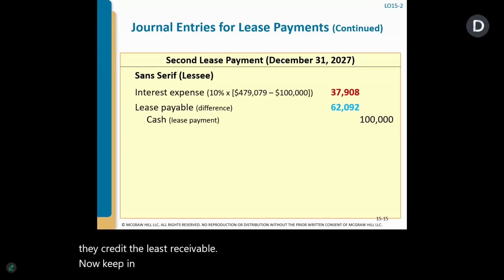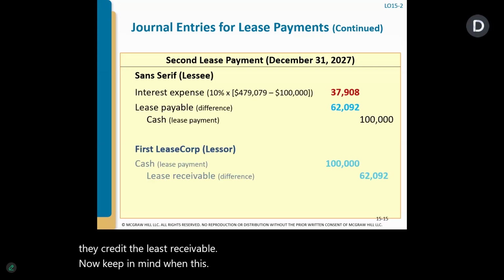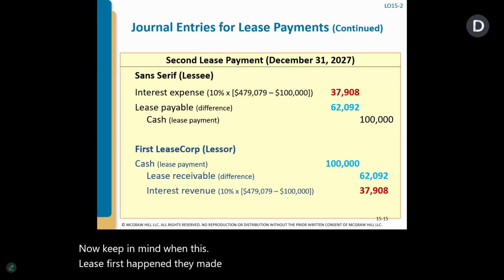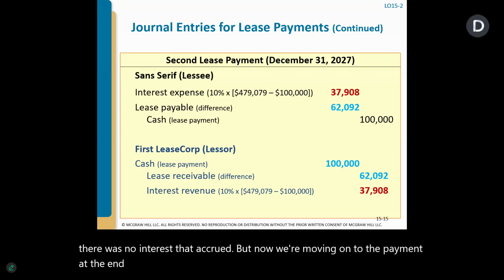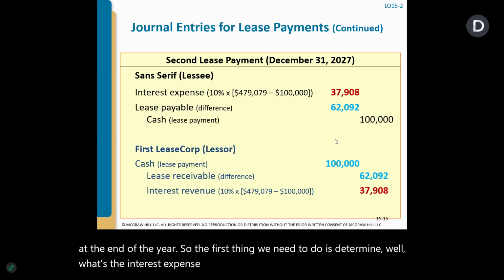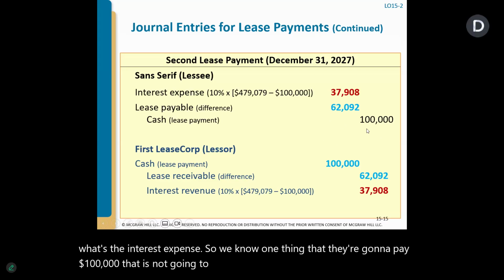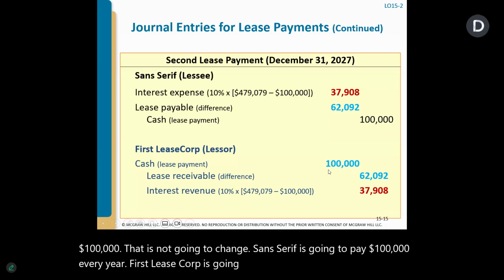Now, keep in mind, when this lease first happened, they made the payment the same day. So therefore, there was no interest that accrued. But now we're moving on to the payment at the end of the year. So the first thing we need to do is determine, well, what's the interest expense? So we know one thing, that they are going to pay $100,000. That is not going to change. Sans Serif is going to pay $100,000 every year. First Lease Corp is going to receive $100,000 every year. So these are things to keep in mind.